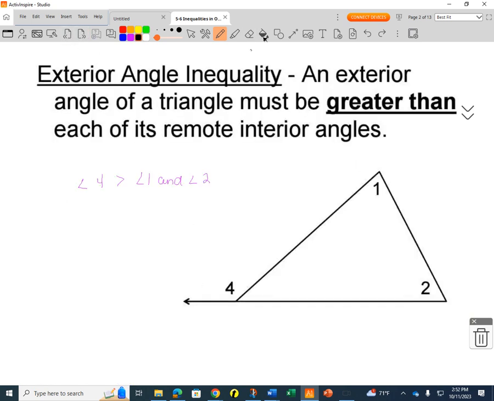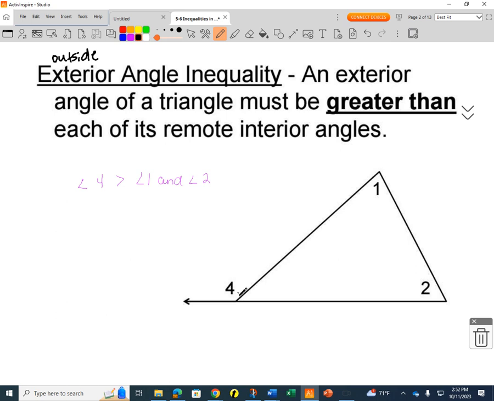So first off, before we get to this part, let's talk about exterior. That's going to be the outside of the triangle. An interior angle is inside the triangle. Remember that a triangle has a total of 180 degrees, the sum of all of its interior angles. Any exterior angle is always going to be greater than each of its remote interior angles.